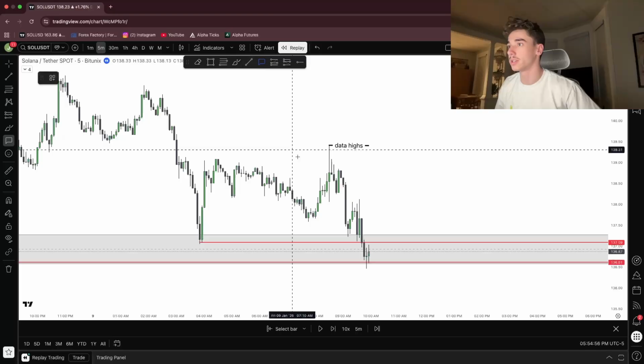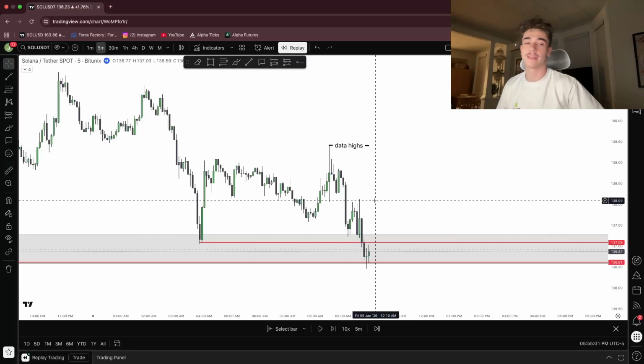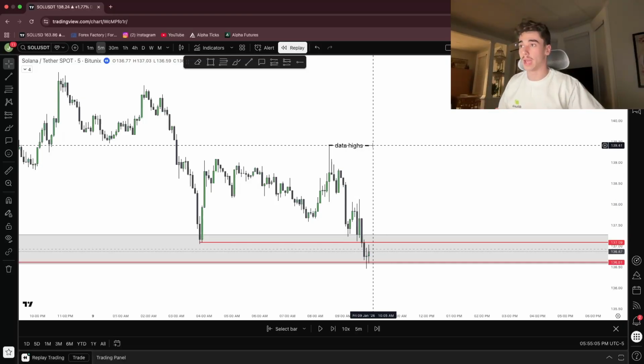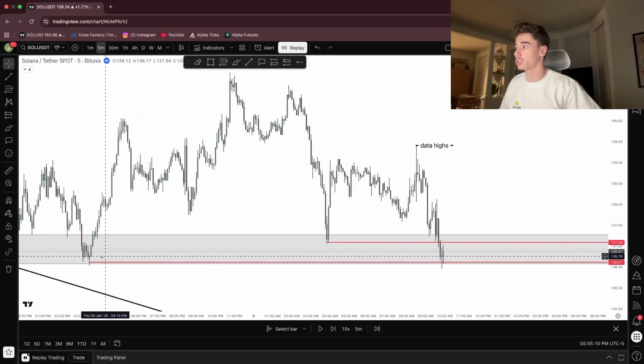And then obviously this is going to be our data lows. But because we already swept that low and that's not our main draw in liquidity for the sell side, we don't need to mark it out, right? So we have our target marked out. We have our high time frame imbalance marked out. We also have our draws in liquidity.